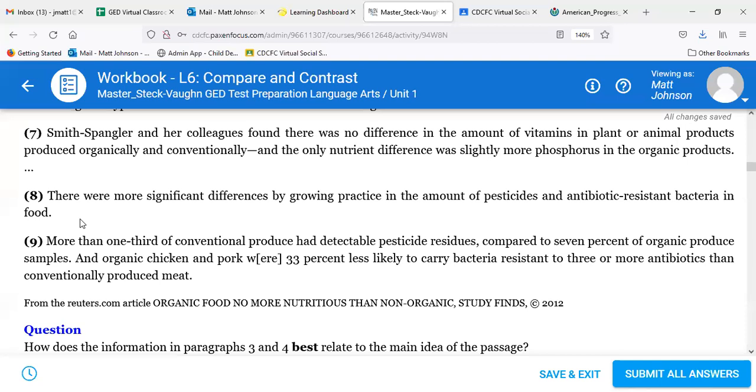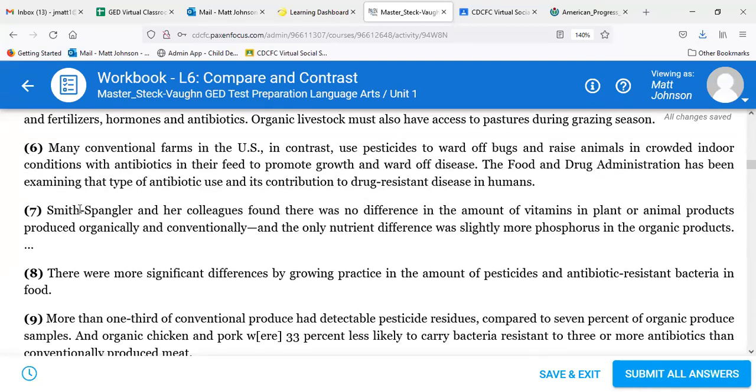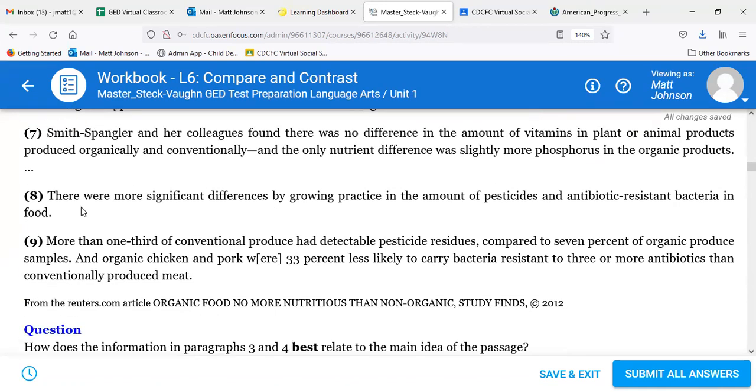There were more significant differences by growing practice in the amount of pesticides and antibiotic-resistant bacteria in food. More than 1/3 of conventional produce had detectable pesticide residues compared to 7% of organic produce samples. And organic chicken and pork were 33% less likely to carry bacteria resistant to 3 or more antibiotics than conventionally produced meat. So yeah, we're comparing organic food to non-organic.